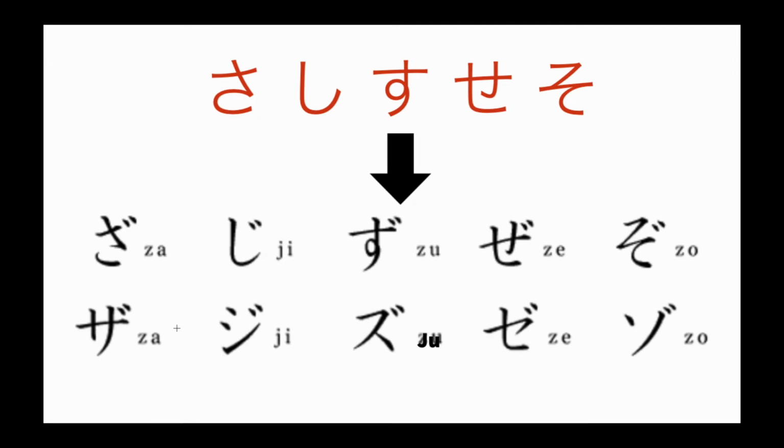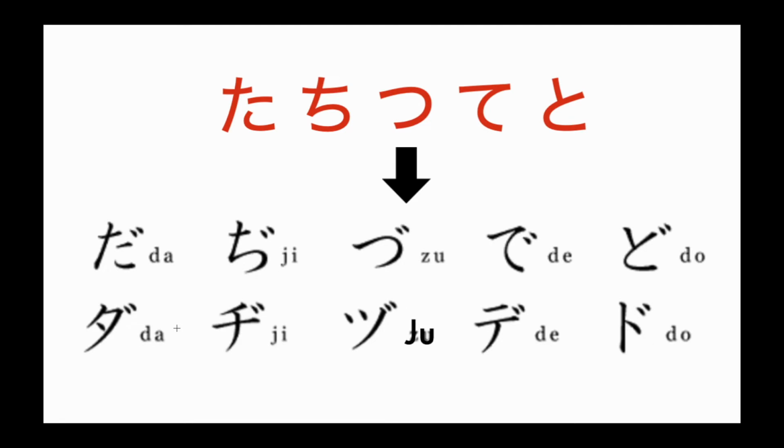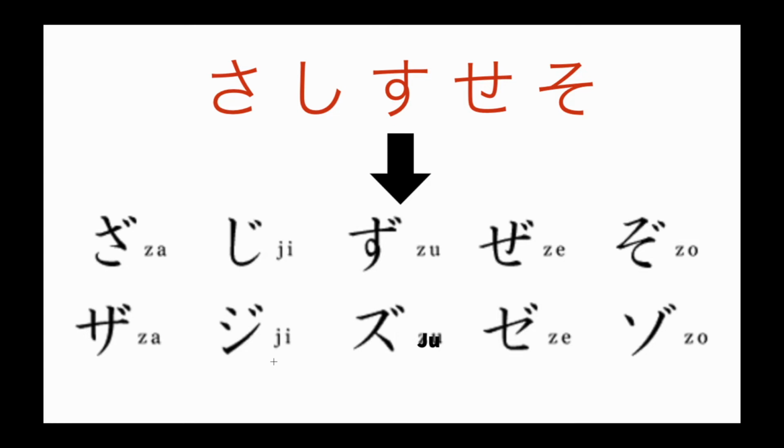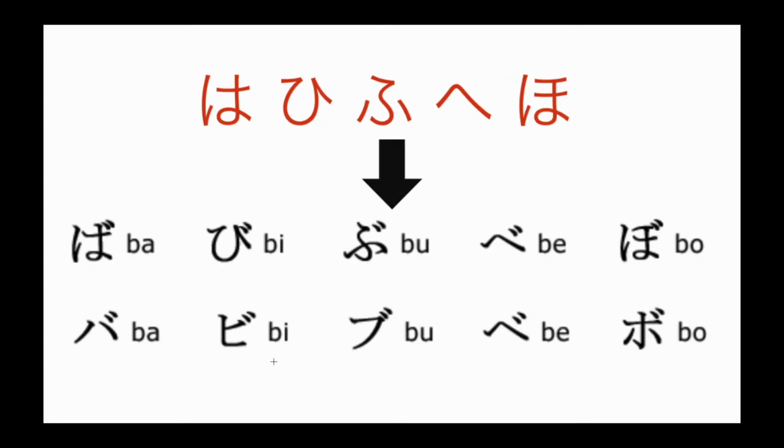Moving on to the next line, sa. Sa, shi, su, se, and so will become za, ji, zu, ze, and zo. Ta, chi, tsu, te, to becomes da, ji, zu, de, do. This ji and zu are not that commonly used. We'll be using the ji and zu from the sa line more. And the next line, ha, hi, fu, he, ho becomes ba, bi, bu, be, and bo.